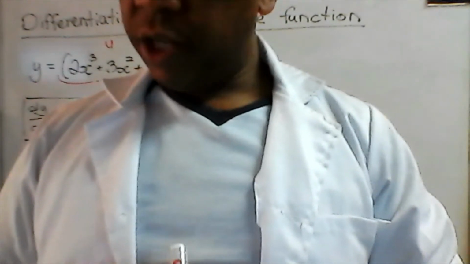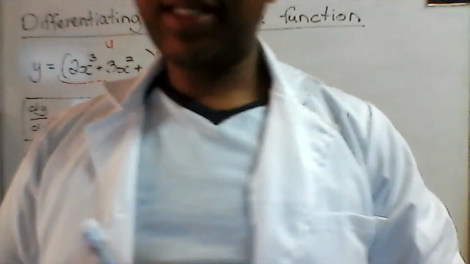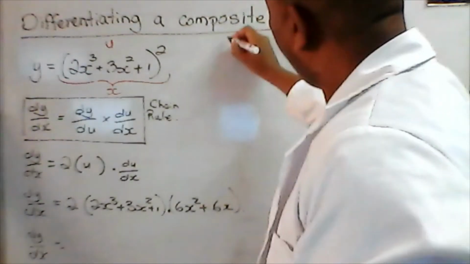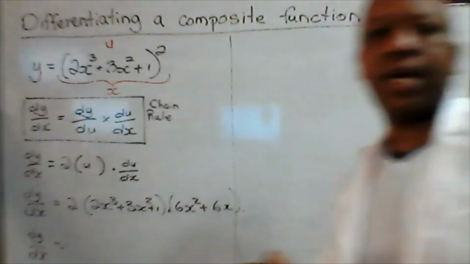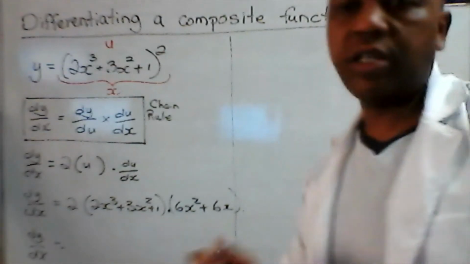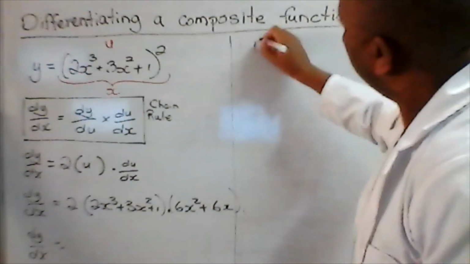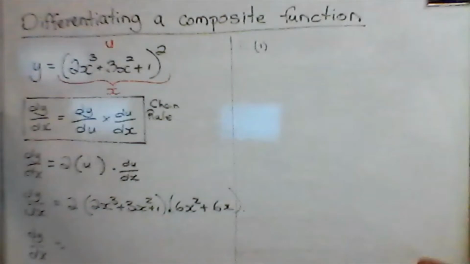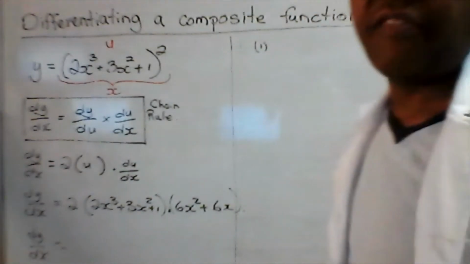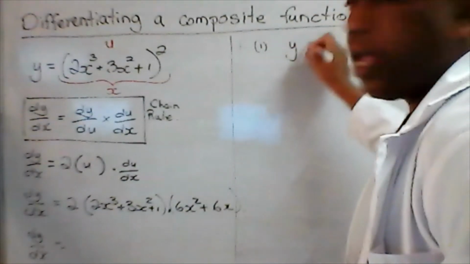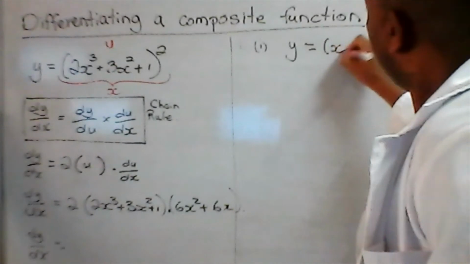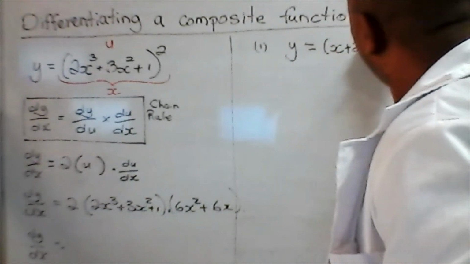Please turn with me to page 171, exercise 5H. Question 1. Use the chain rule to differentiate the following functions. Question 1, Roman figure 1. The first one is y equals (x plus 2) squared.